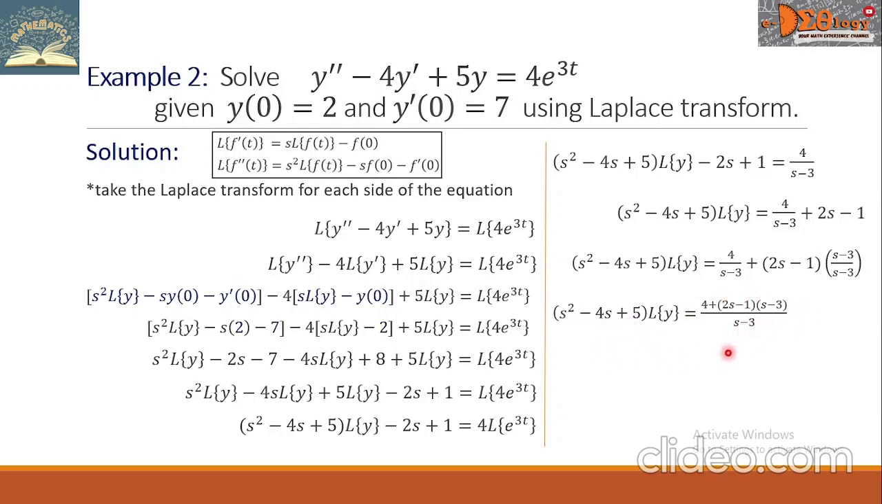Next is, we want to isolate the L of y in the left side. So let us divide this equation by the coefficient of L of y. We divide this by this s squared minus 4s plus 5. The resulting equation will be like this. When we solve for y, let us take the Laplace inverse of both sides of the equation. Therefore, y is equal to Laplace inverse of this fraction. Now, let us solve this by partial fractions.